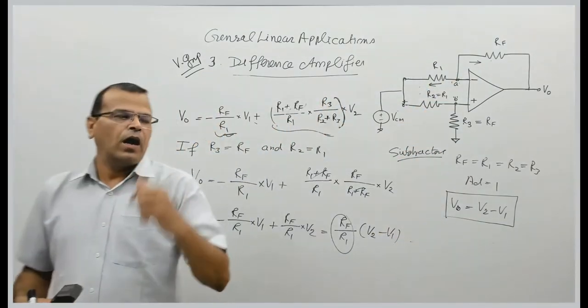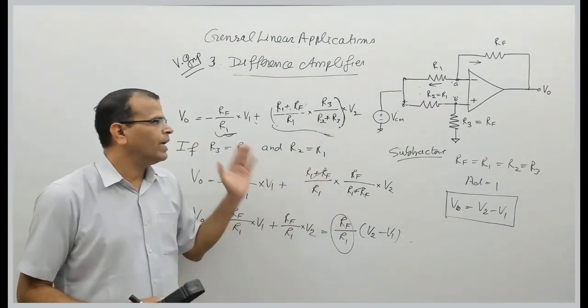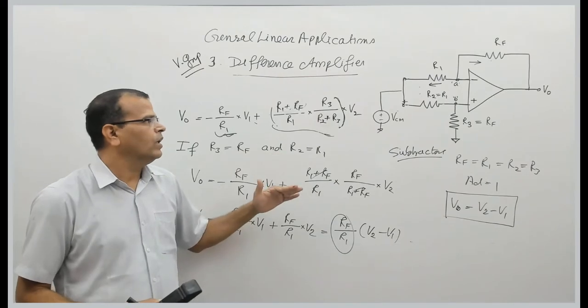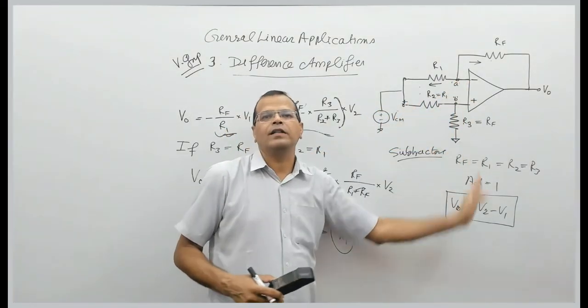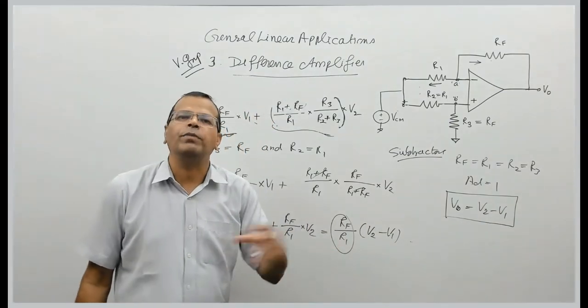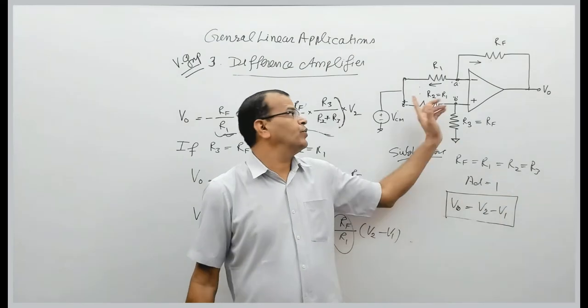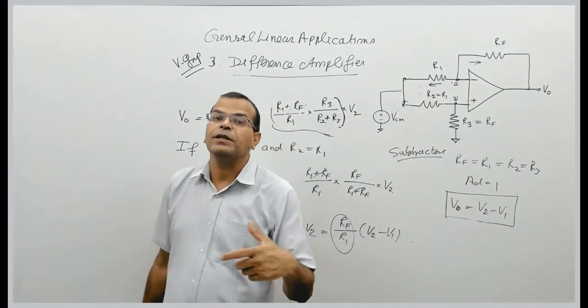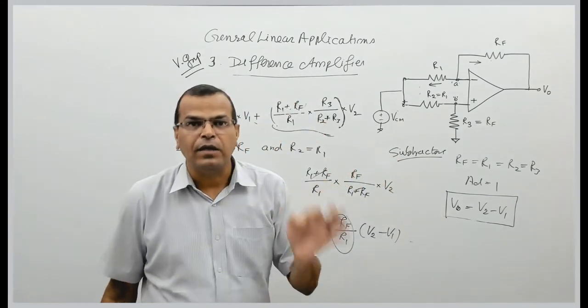There is another condition for the subtractor circuit, we can see that later on. I have to select proper values of R1, RF and these resistances, but by selecting suitable values, I can make the output the difference of two input voltages, that is nothing but a subtractor. So I can make use of this circuit as a subtractor circuit.